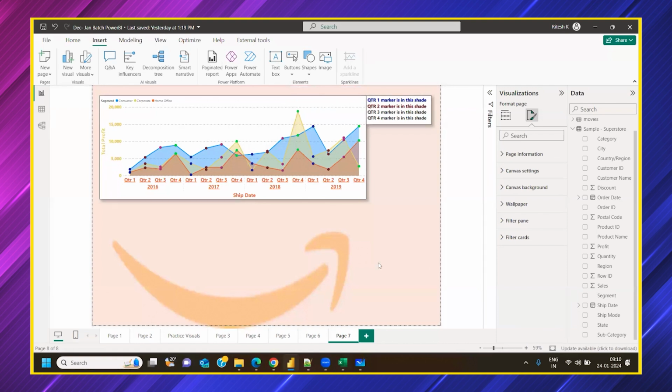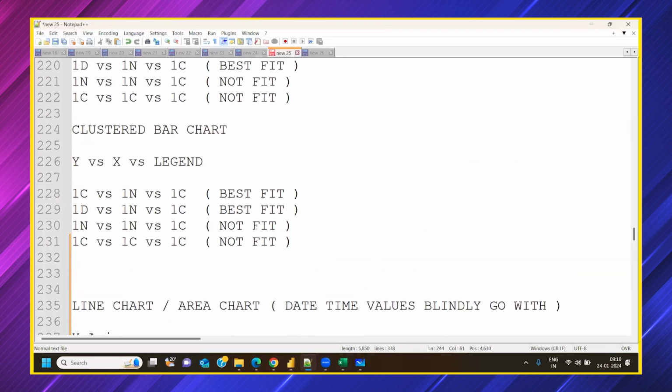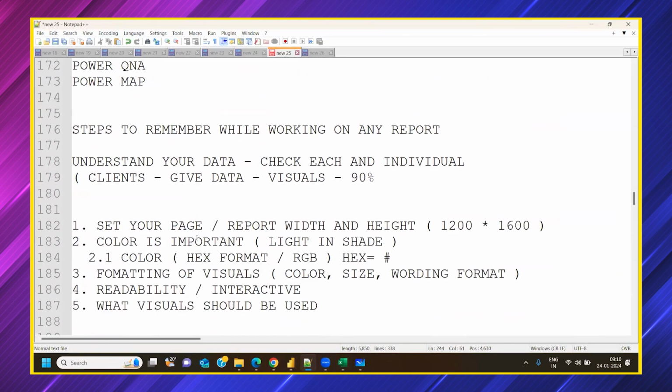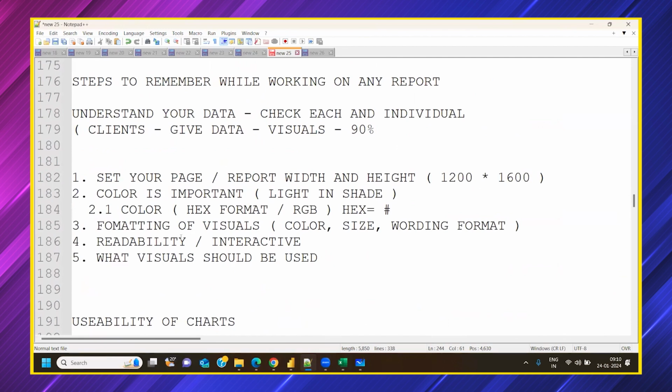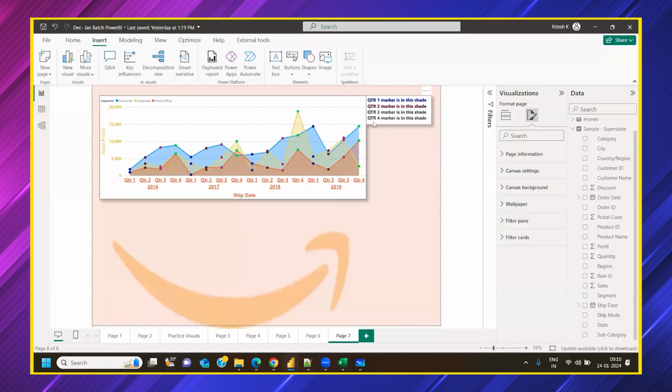That is why I have always said the first and foremost thing is, once you set up your page, the height and width, color is important. While working on the visual itself, work on the formatting of the visual. Color, size, wording, everything should be done at that specific instance. You need not come back and make all the changes again. If you're working on a visual, make sure the visual is crystal clear with all the formatting.